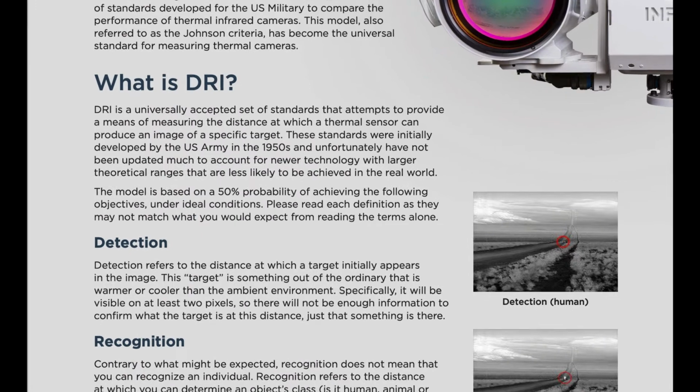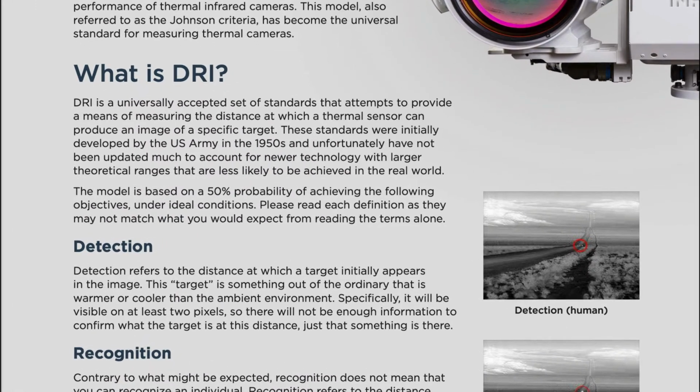DRI is a universally accepted set of standards that attempts to provide a means of measuring the distance at which a thermal sensor can produce an image of a specific target. These standards were initially developed by the US Army in the 1950s and unfortunately have not been updated much to account for newer technology with larger theoretical ranges that are less likely to be achieved in the real world.